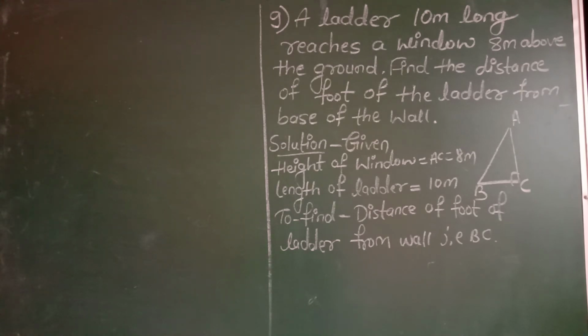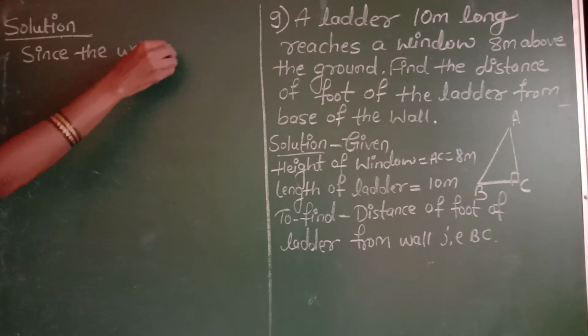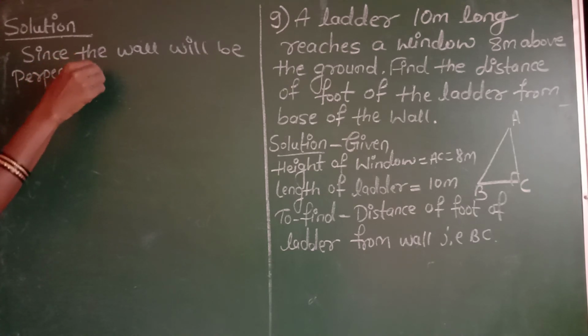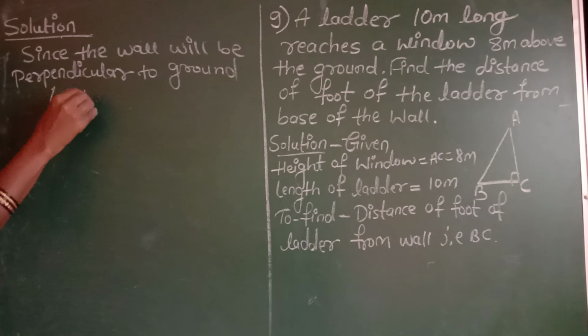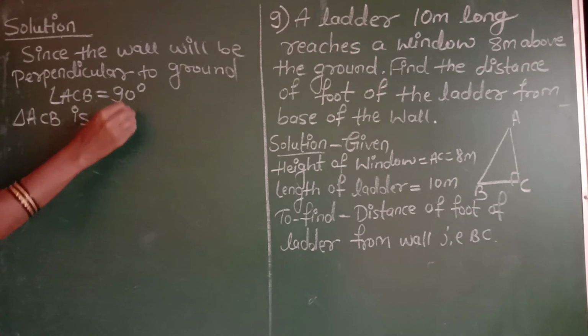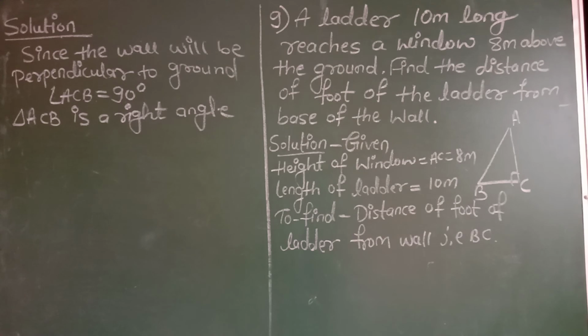Solution. Since the wall is perpendicular to the ground, angle ACB is equal to 90 degrees. So triangle ACB is a right angle triangle.